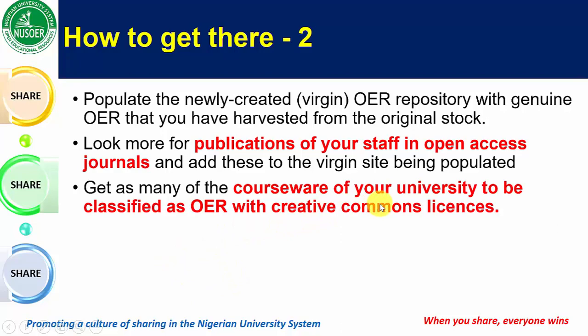Then you have to get as many of the courseware of your university as possible to be classified as OER with Creative Commons licenses. In other words, if like Ibadan, like Abuja, like Lagos, like others that have courseware for distance learning, now you have to classify them as OER with Creative Commons licenses to qualify, to be eligible, to pass through that filter to the genuine OER.